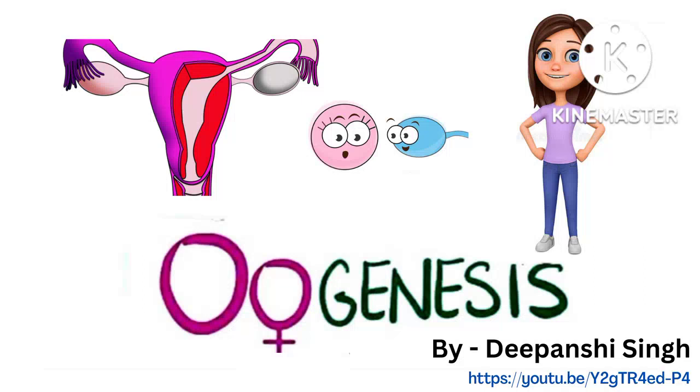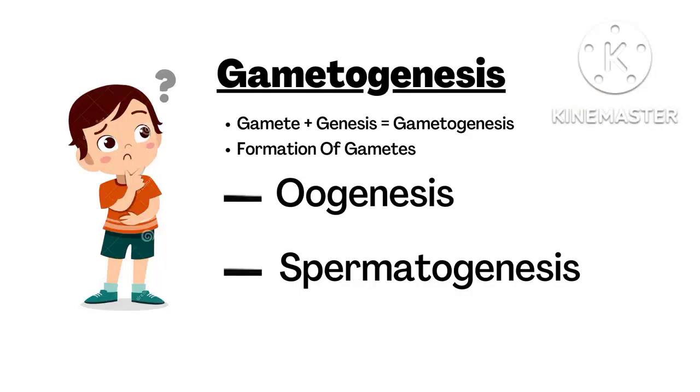As the name suggests, gametogenesis is the formation of gametes. We know that there are two types of gametes, a male gamete called sperm and a female gamete called ova. And in this video, I will be focusing on oogenesis.